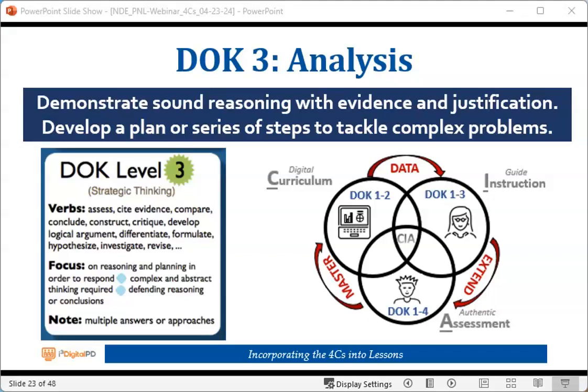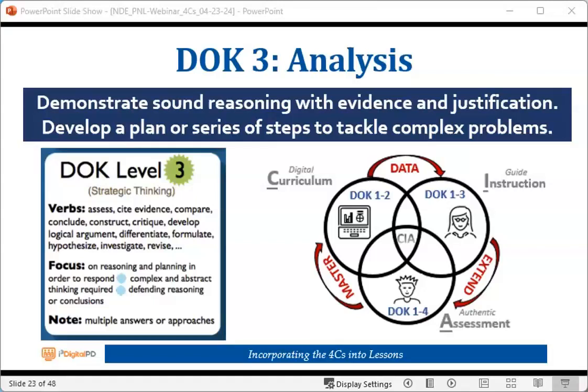Oh, love those C words. Cite evidence, compare. Some more great C words. And notice where DOK level 3 is. It's with us, because we can guide the instruction. We can do it as a direct instruction. We can do it as a Socratic seminar, or we can do it as a playlist, or we could set it up as a project. There's lots of different ways that we can guide the students to DOK level 3.